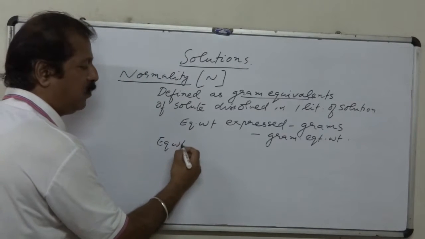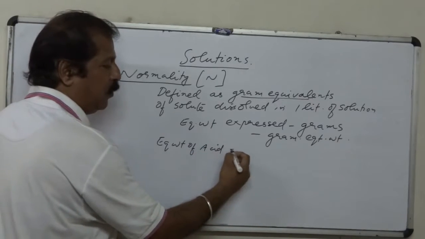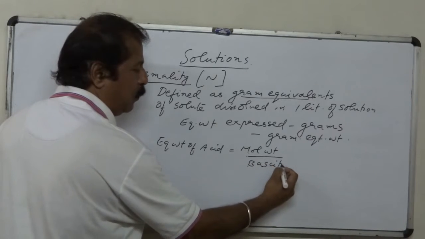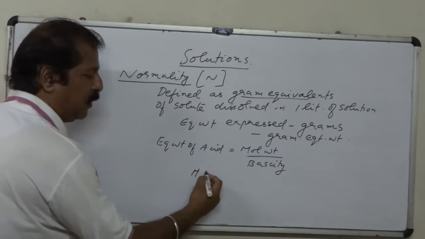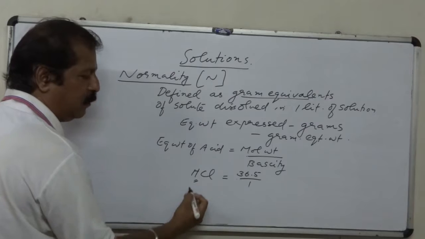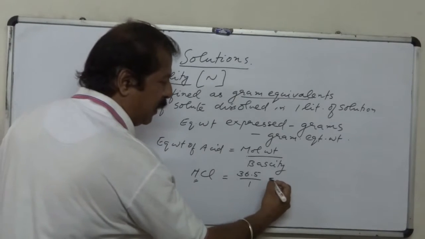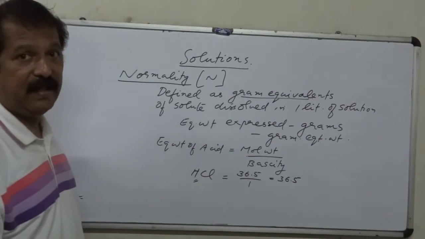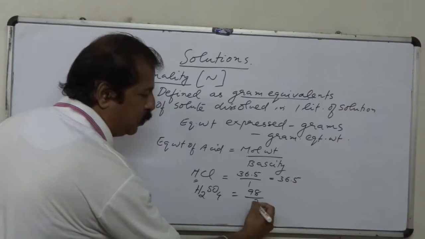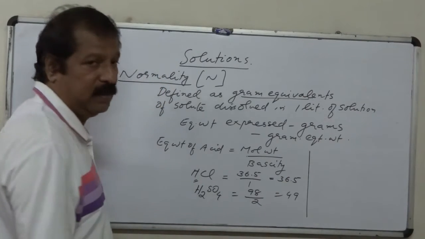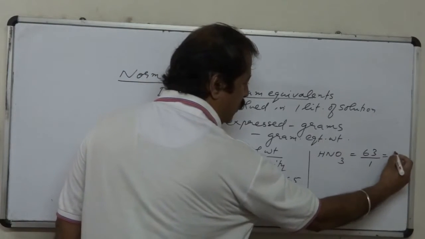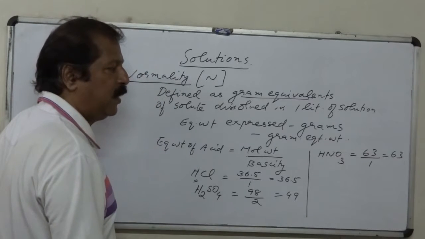Then we should be familiar with the equivalent weight. Equivalent weight of an acid is equal to molecular weight divided by basicity. Basicity is the number of replaceable hydrogen atoms. Equivalent weight of HCl is 36.5 divided by 1, so that is 36.5. The equivalent weight of sulfuric acid, 98 divided by 2, is equal to 49. Equivalent weight of HNO3 is 63 divided by 1, 63, because it contains only one replaceable hydrogen atom.